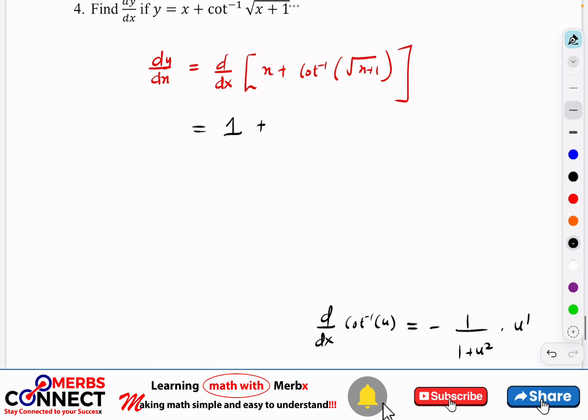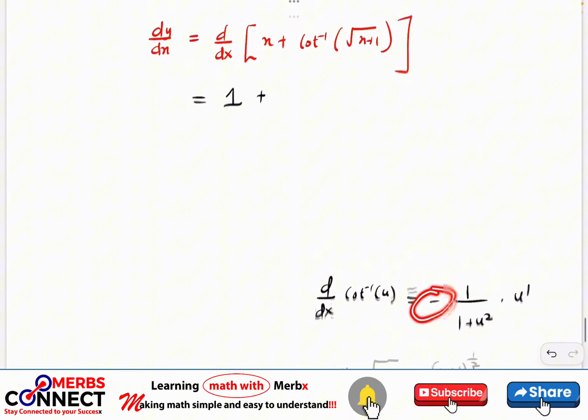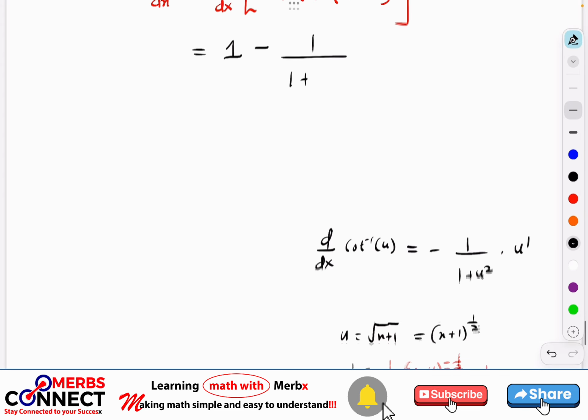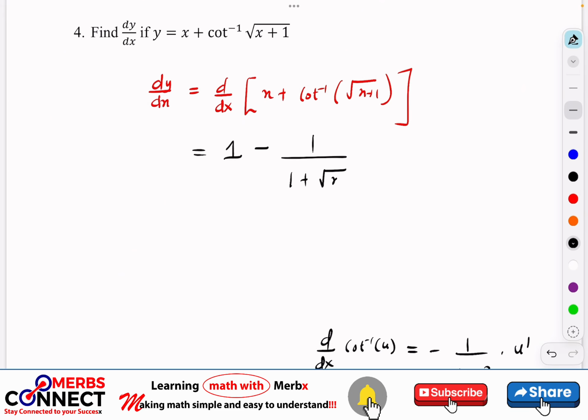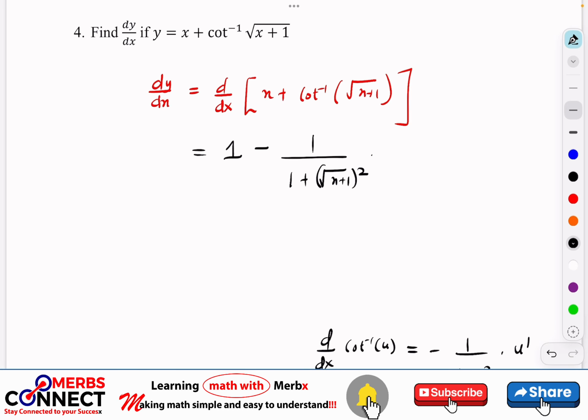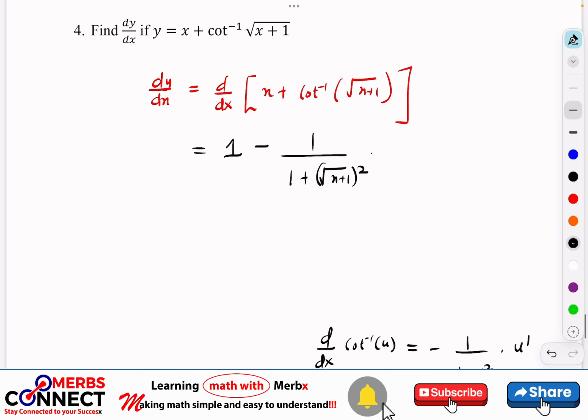So let's come here. Since this is cot inverse, now I change my positive sign to minus 1 divided by 1 plus u squared. What was u? That is the square root of x plus 1. So you see, when you become very good at it and you know the formula off the top of your head, you can just look at this one and write out the solution nicely. Now u prime is 1 divided by 2 square root of x plus 1.